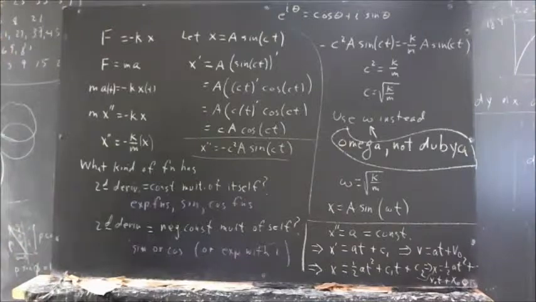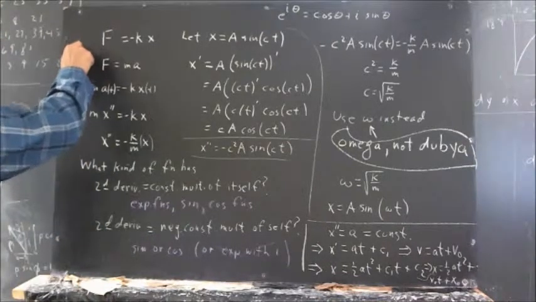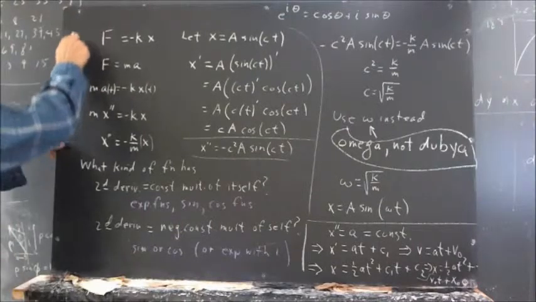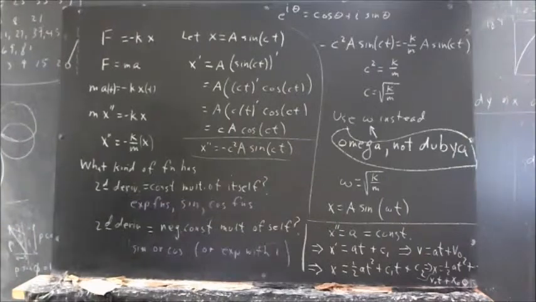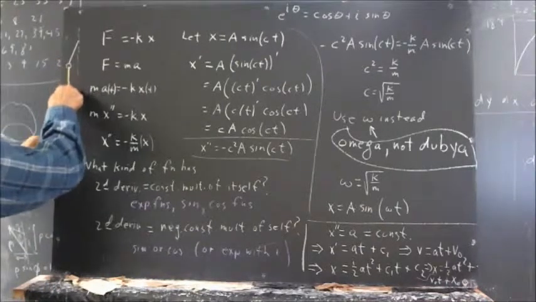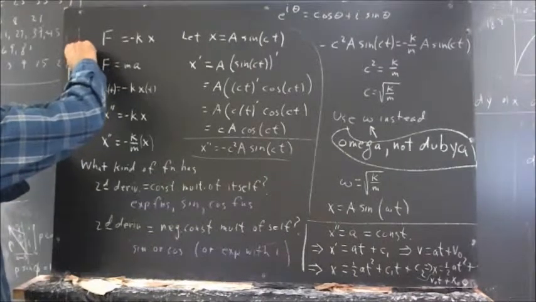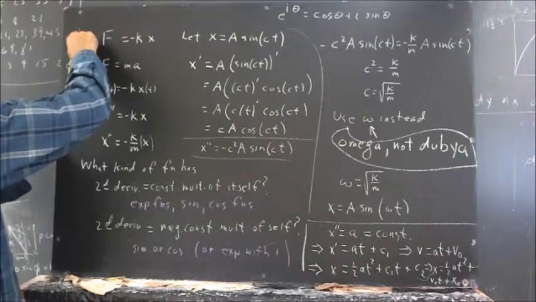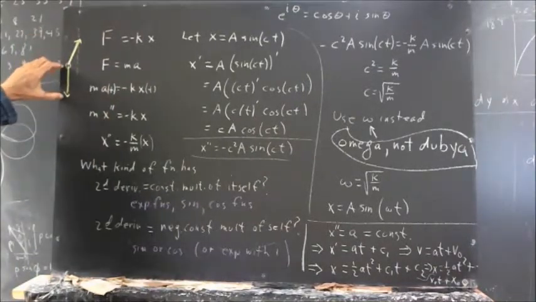uniformly accelerated. For a pendulum, let me just sketch a short representation of the free body diagram for a pendulum. We have the weight acting down here, and we have the tension in the string acting this way. The vertical component of the tension is equal to the weight.